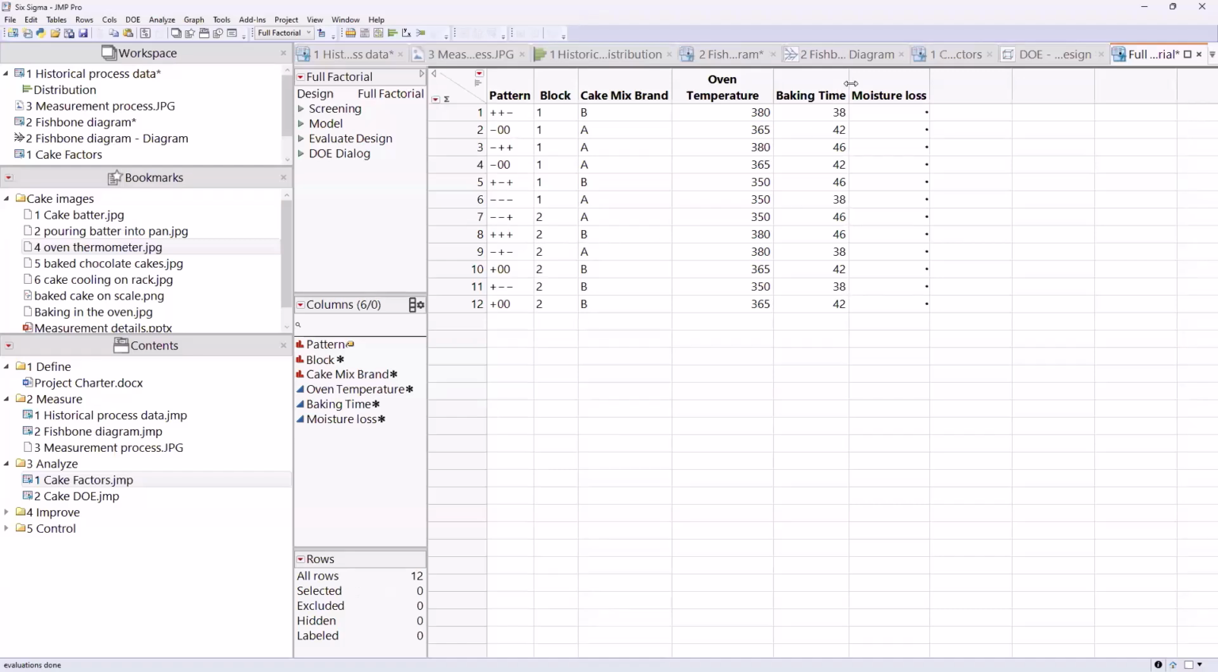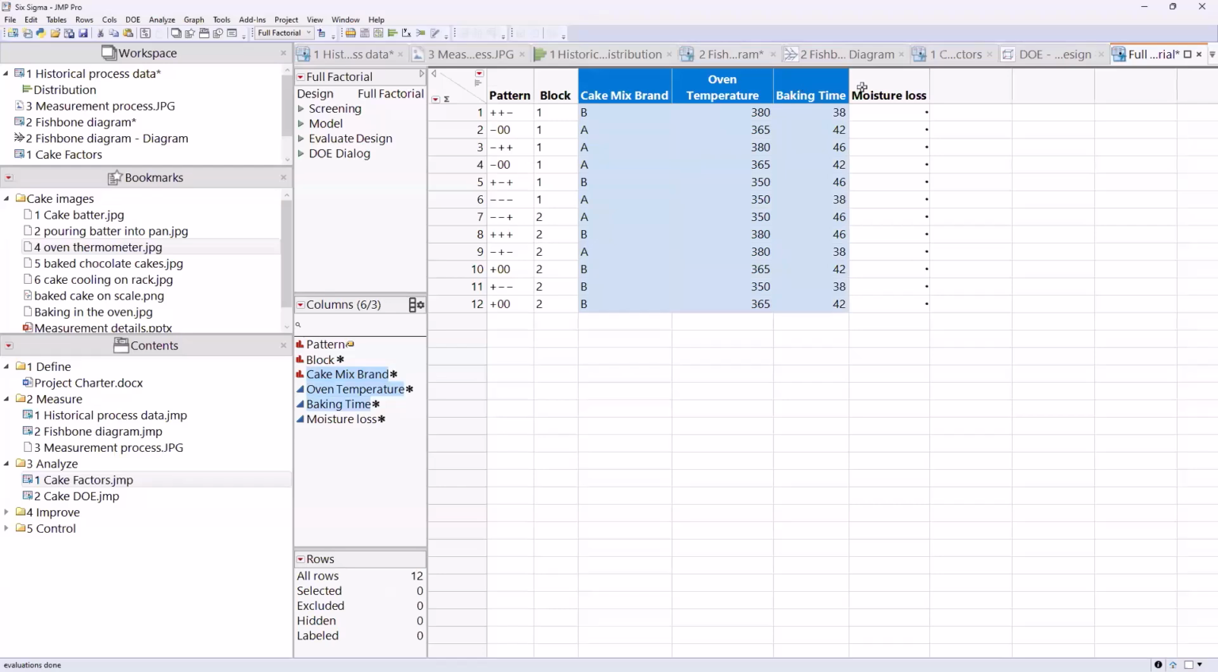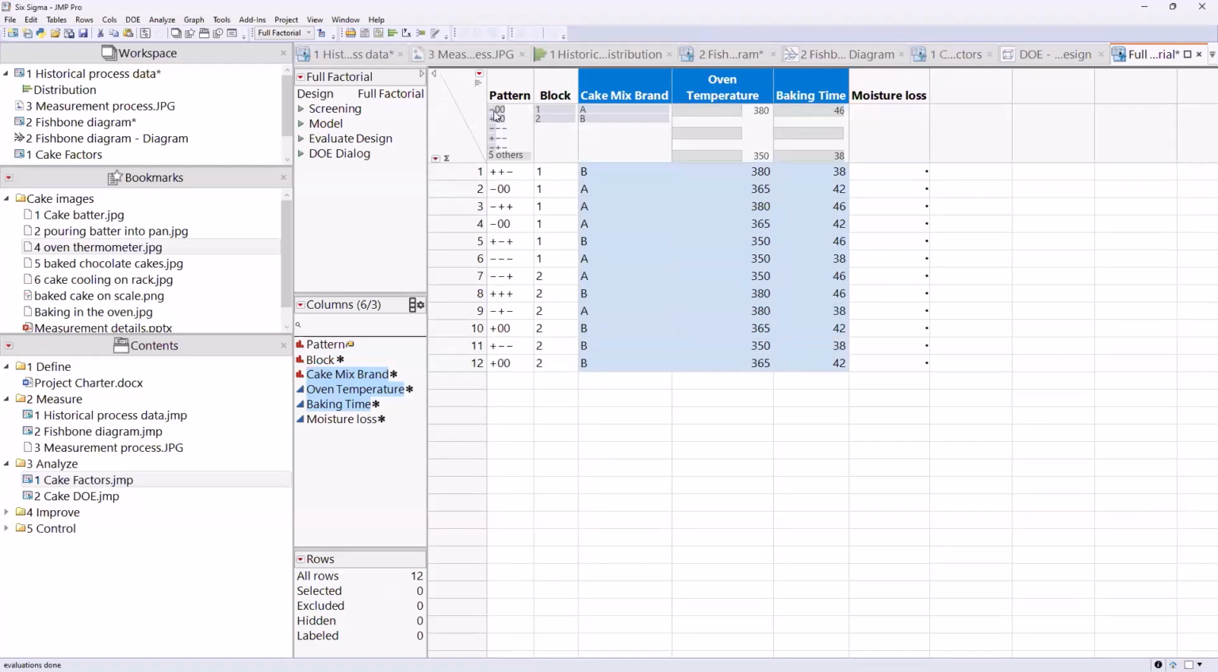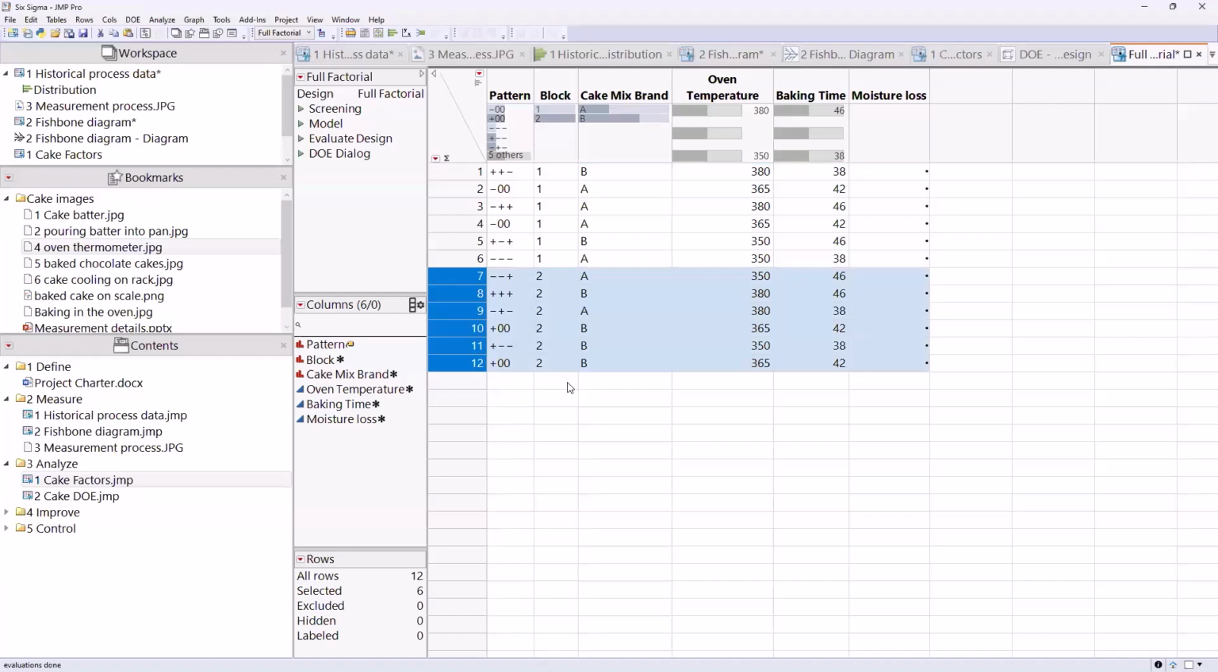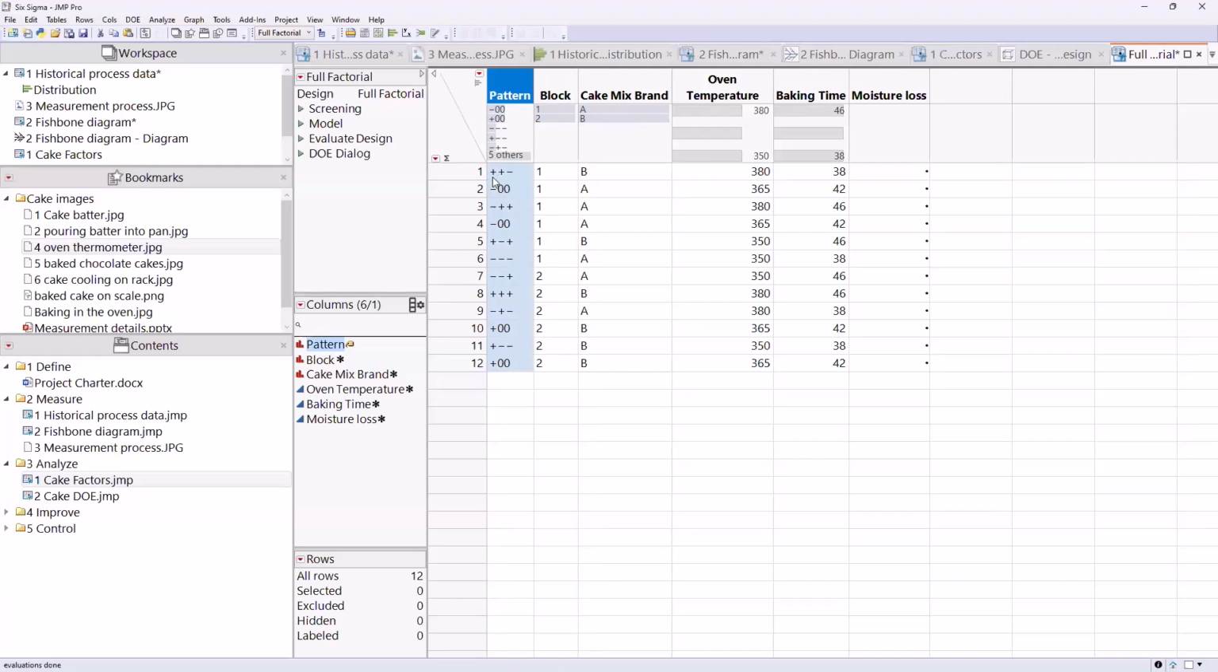So what we have here are our controllable design factors. Each row is a cake that I'm going to bake. You can see that we've got a block column. We're going to collect the data for these first 6 rows on the first day, and the second day, these second 6 rows. And then JMP also includes this pattern column, which is pretty cool. So plus, plus, minus means the first factor is at the high setting, the second factor at its high setting, and the third one at its low setting, high, high, and low. And then any rows that have a 0 represent rows with a center point.